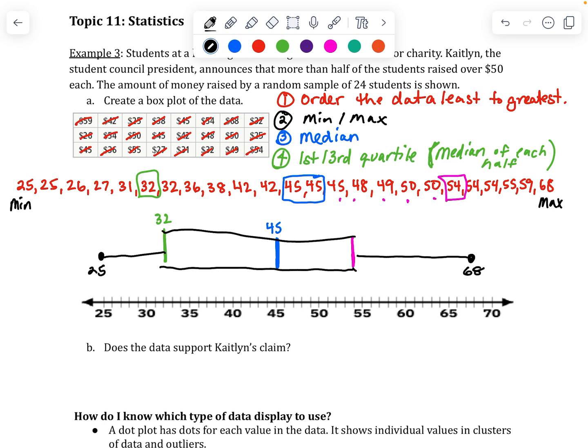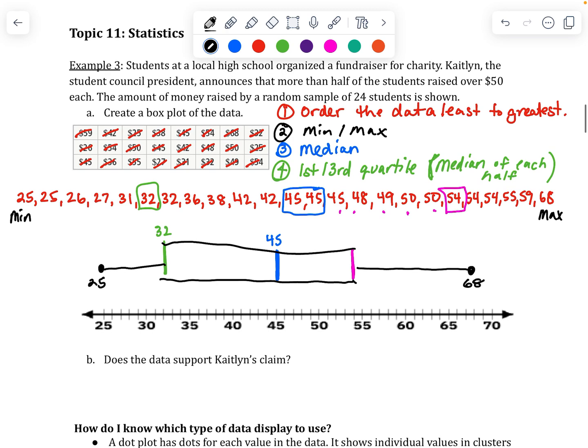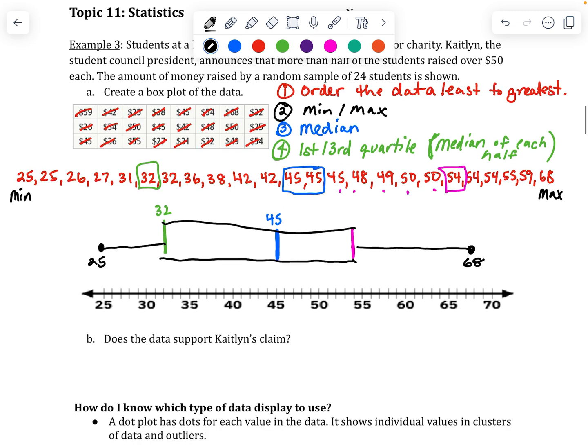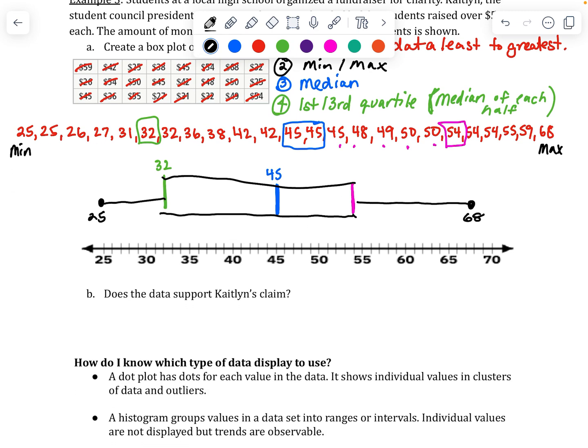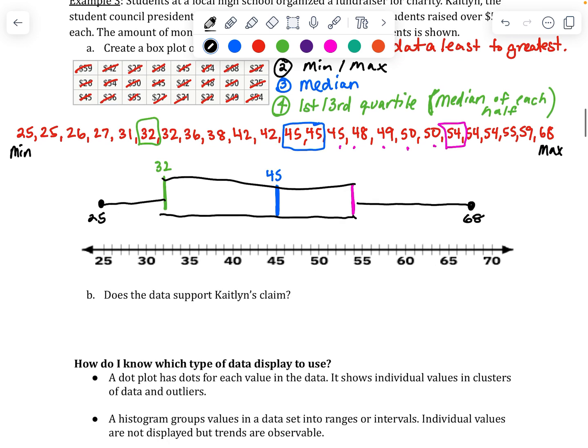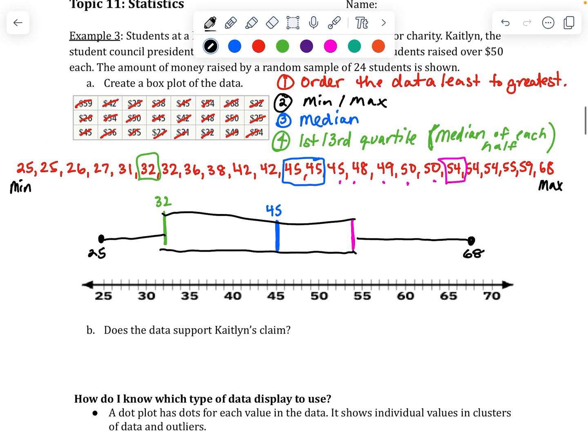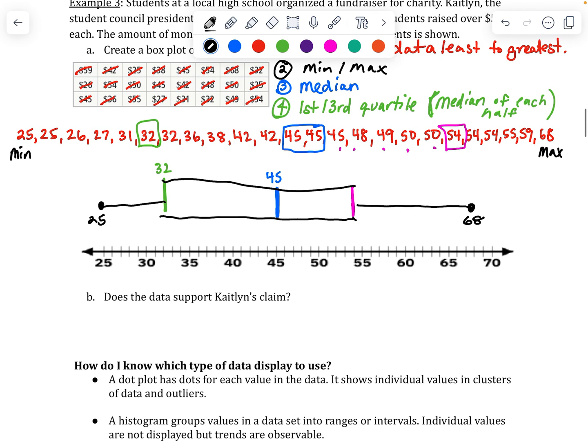So does the data support what she claimed? Well, what did she claim? Caitlin announced that more than half of the students raised over $50. The data does not support the claim, because it would have been more than half of the students, and it looks like they raised more than $45.